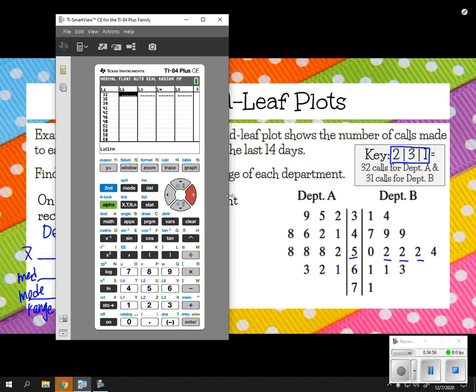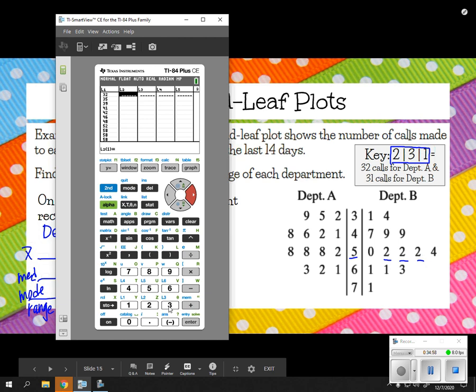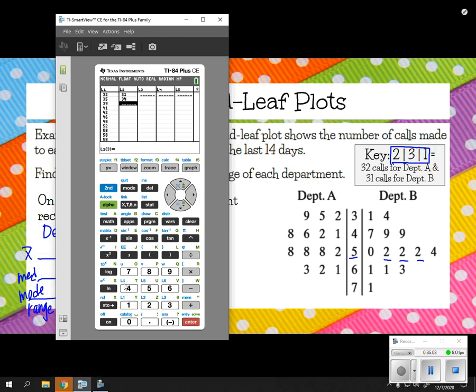So we'll come over here and for Department B, we have 31. And you have to pull that stem and leaf together. You can't just do the leaves. You have to pull them together into one number. 50, 52, 2. So I've got all my data in.